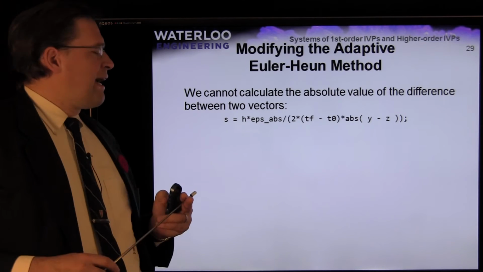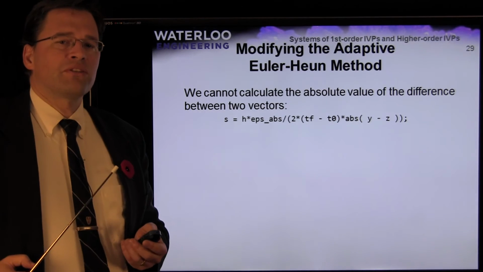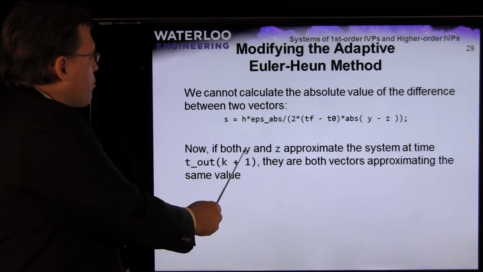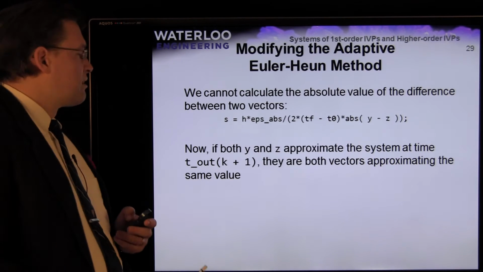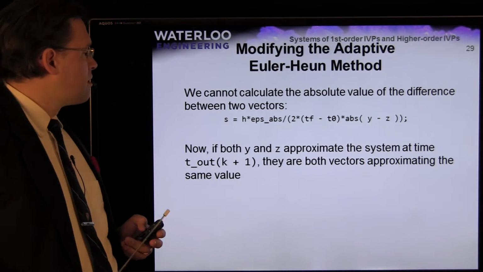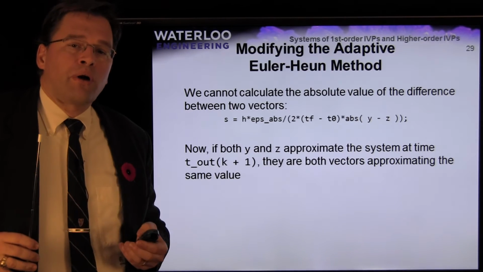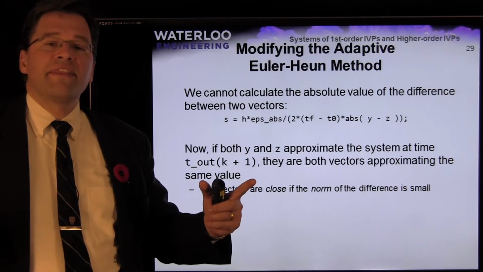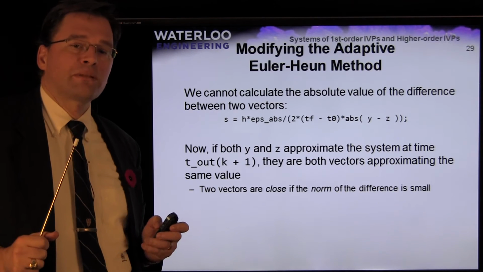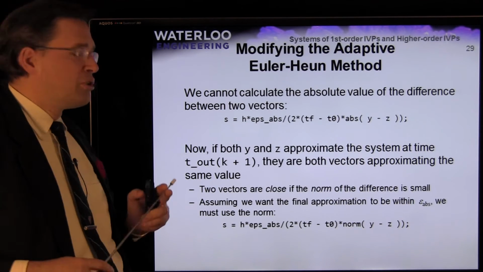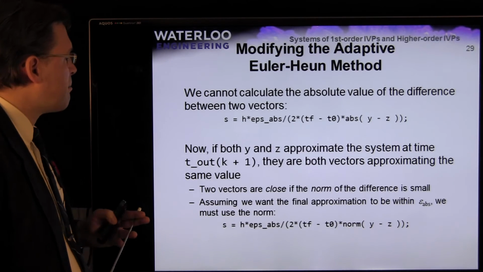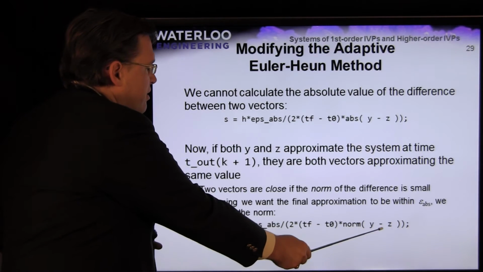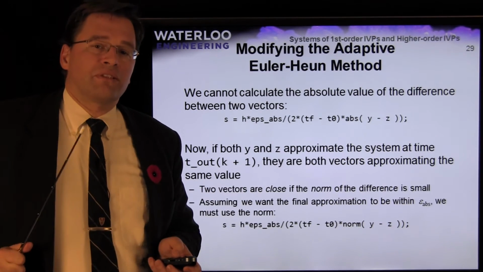So we can't calculate the absolute value of the difference between two vectors, because the absolute value is only that of a complex number. If, however, both y and z are approximating the system at time t out k plus 1, then both those vectors should be about the same value. If two vectors are close, then the norm of the difference of those two vectors is small. So, assuming we want to approximate the solution to some final value epsilon abs, then rather than using the absolute value of the difference between y and z, let's use the norm of the difference between y and z.